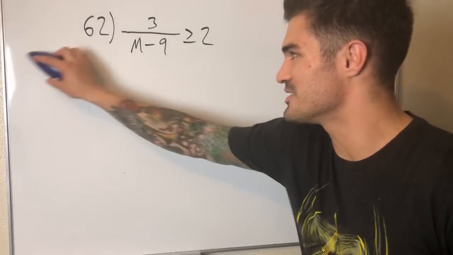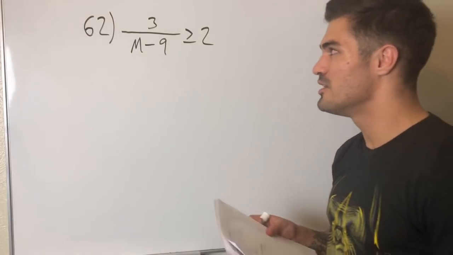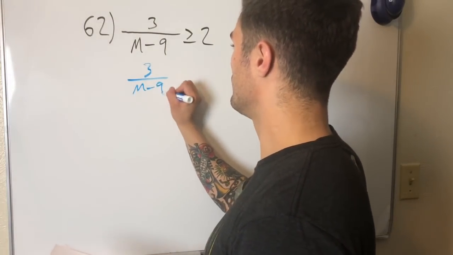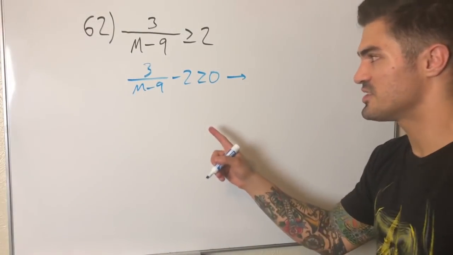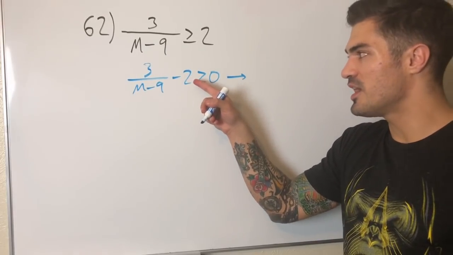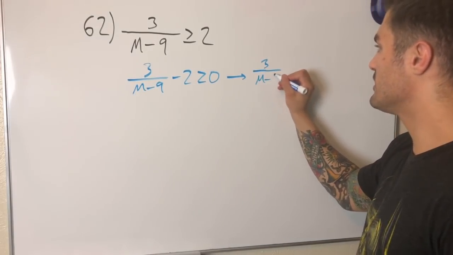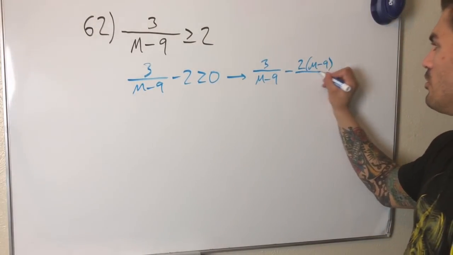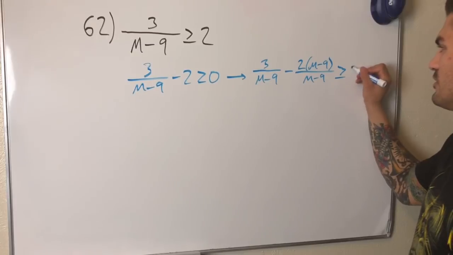It's honestly been a little bit since I've done rational inequalities, but what I like to do is get 0 on one side. So I'm going to subtract 2 on both sides. So I have 3 over m minus 9 minus 2 is greater than or equal to 0. And I'm going to draw an arrow here between steps because my next step is going to be common denominator, m minus 9, right? So I can multiply 2 by m minus 9 over m minus 9. So over here I have 3 over m minus 9 minus 2 times m minus 9 over m minus 9, all right? And this is greater than or equal to 0 still.